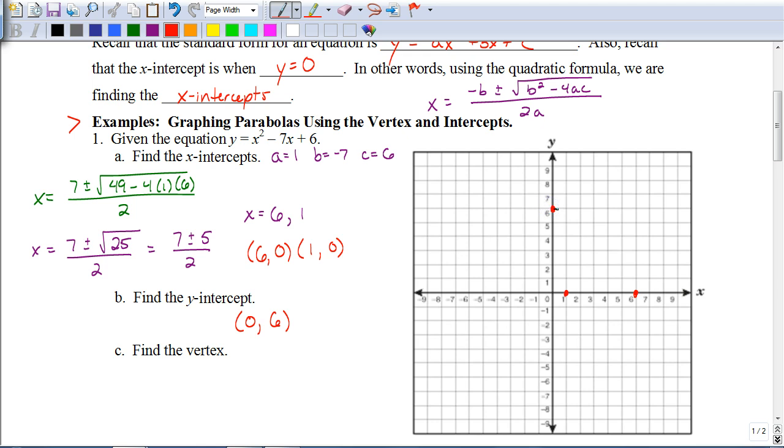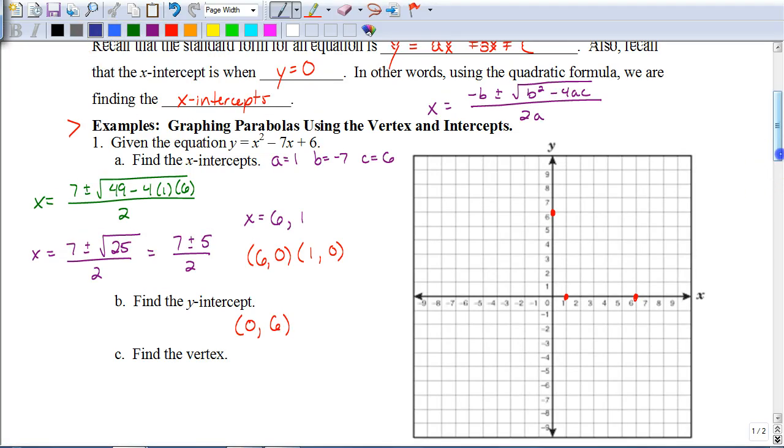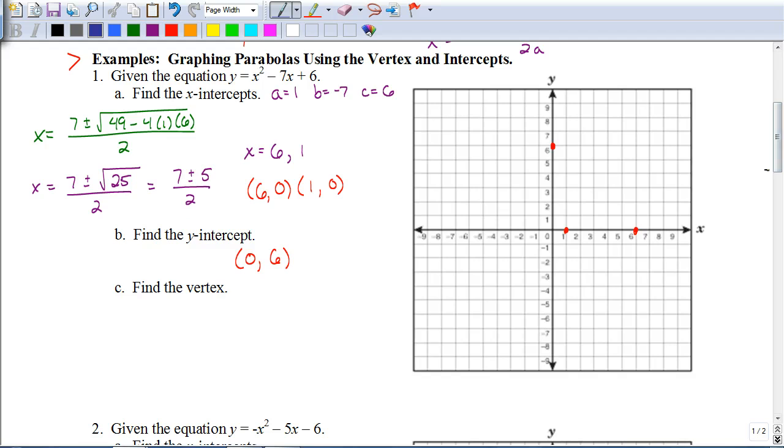Now I just need the vertex. The vertex, this goes back to what we did earlier in this chapter. So if you need to review this, you'll want to look back at the videos and try to find that video dealing with how to graph an equation or graph a parabola. Okay, so we're going to use the vertex here.